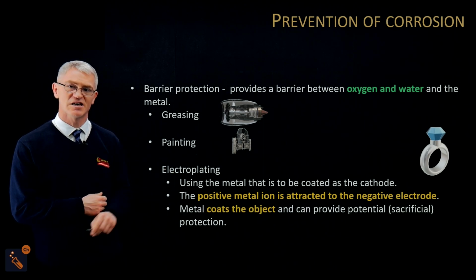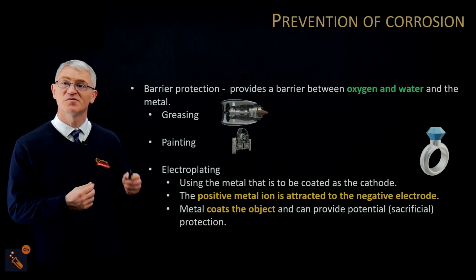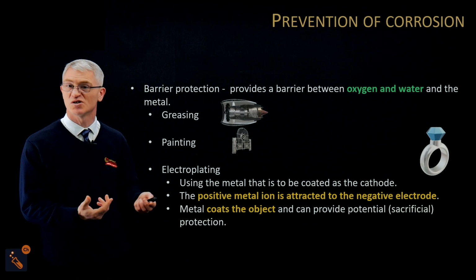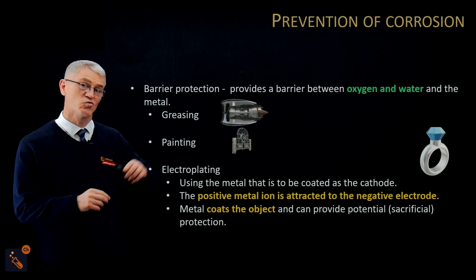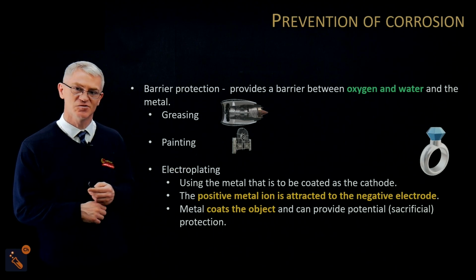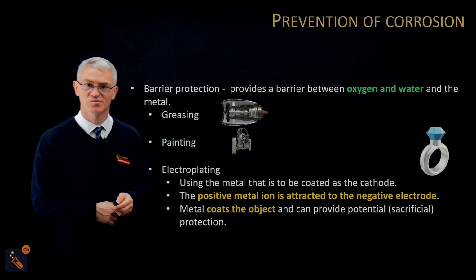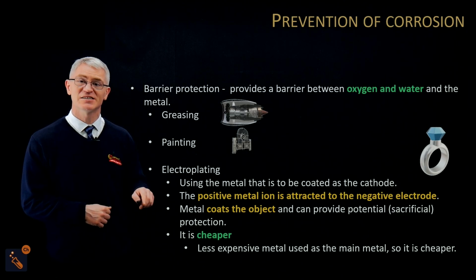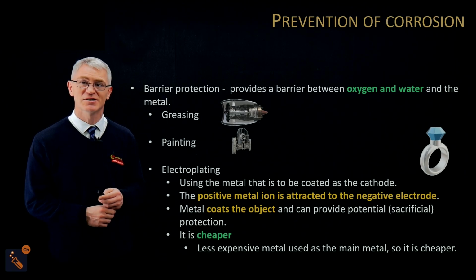Now, that metal coats the object and provides some form of protection in terms of sacrificial or just protection. So sacrificial means it will rub away over time and it sacrifices itself to protect the other one, and then you'd have to just recoat it, for example. Now, it is cheaper, as I've said, because the less expensive metal is used as the main metal.